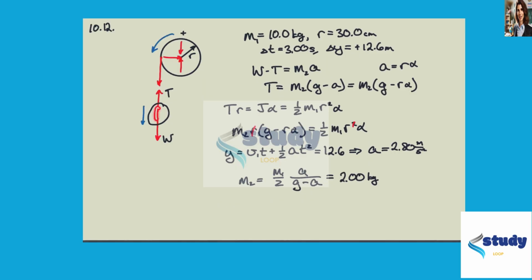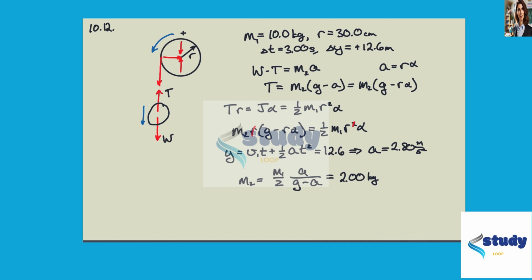We're told that a stone is suspended from a wire that's wrapped around a pulley. The pulley is a uniform disc with mass 10 kilograms and a radius of 30 centimeters. You measure that the stone travels 12.6 meters in the first 3 seconds starting from rest, and we want to find the mass of the stone and the tension in the wire. I didn't actually find the tension in the wire, so we'll do that on the fly, which shouldn't be hard.